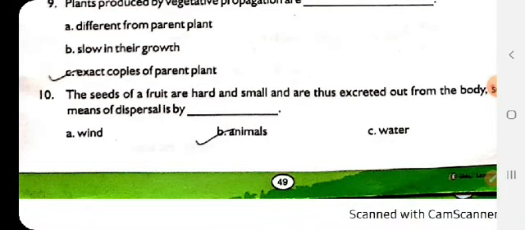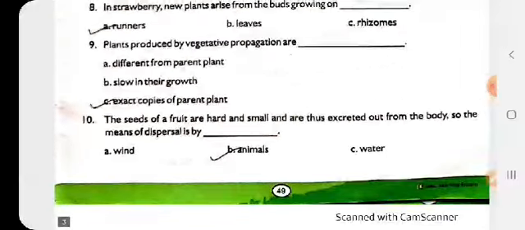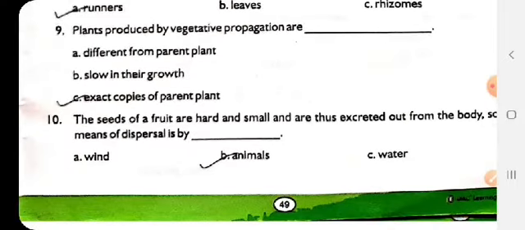10th question is, the seeds of the fruit are hard and small and thus excreted out from the body. So the means of dispersal is wind. No, there is no involvement of wind in this case. So they get attached to the fur of animals, and also animals eat it and excrete the seeds, right? So answer will be animals.